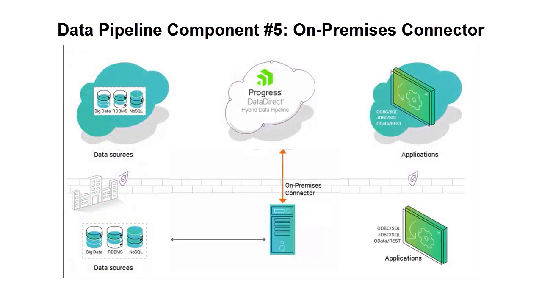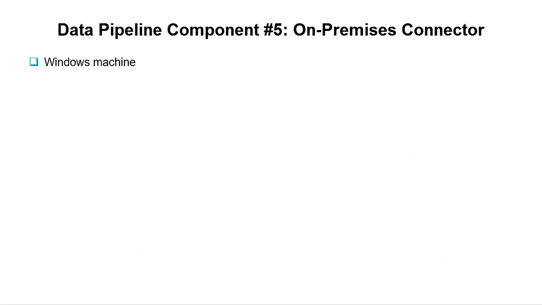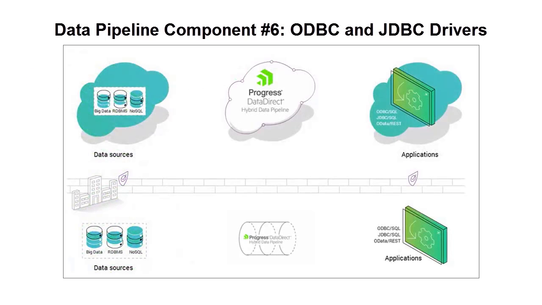The next component is the on-premises connector. It is required only if you install the data pipeline in a private or third-party cloud and if your data sources are on-premises. The connector ensures secure transmission of data through the firewall. Install the connector in a location that the data pipeline server can access. System requirements are a Windows machine with any edition of Windows 7, 8, or 10, or Windows Server 2008 or 2012 64-bit. The final components are the drivers.